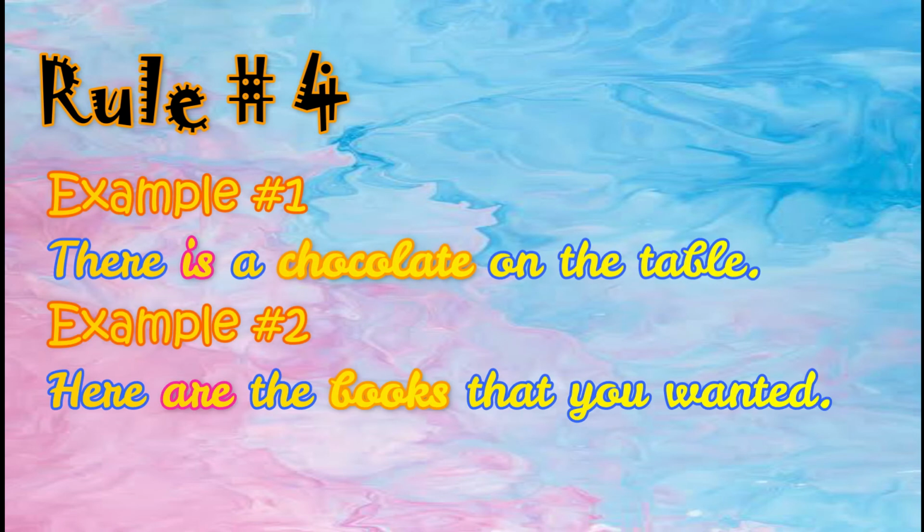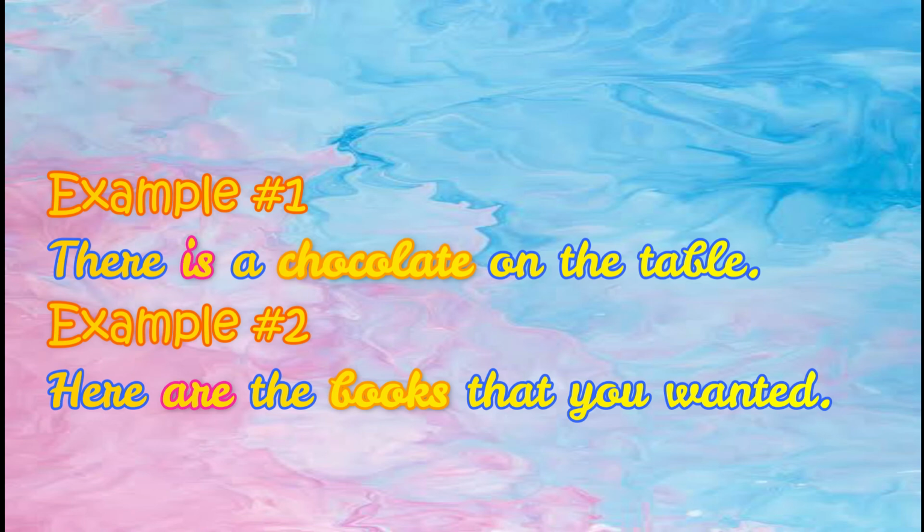Example number 1. There is a chocolate on the table. The real subject in this sentence is chocolate. Since chocolate is a singular subject, we have to use a singular verb, which is is. Example number 2. Here are the books that you wanted. Our subject is books, and since books is a plural subject, we have to use a plural verb, which is are.